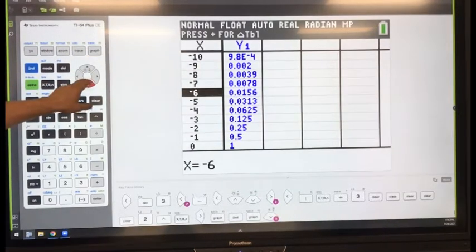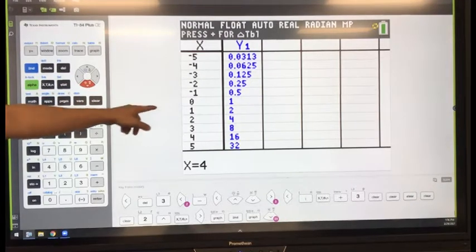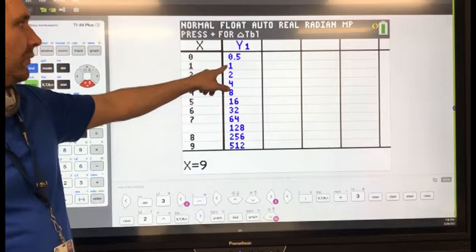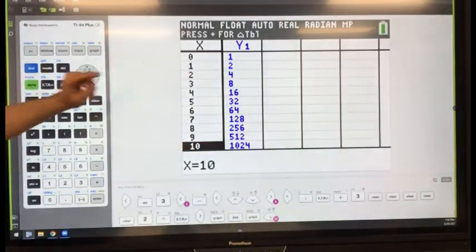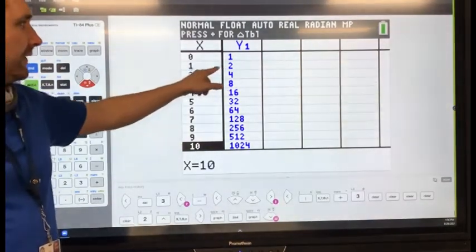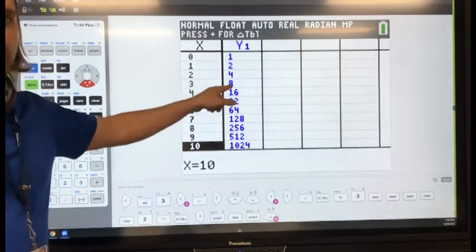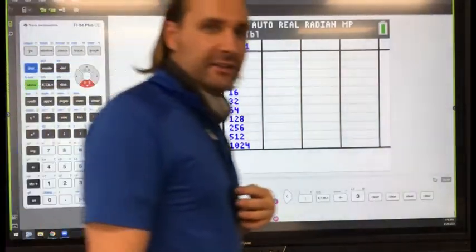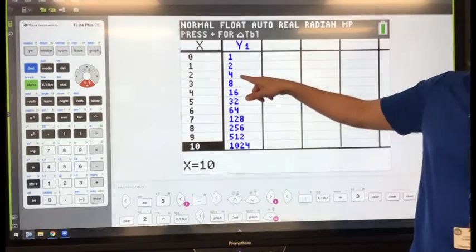Well, any number to the 0 power is what? 0 power? No, 1. It's always going to be 1. So, casting for truth. Now look at my x and y values. 1 is 2, 2 is 4, 3 is 8. So I see it is increasing, and it's increasing kind of slow.